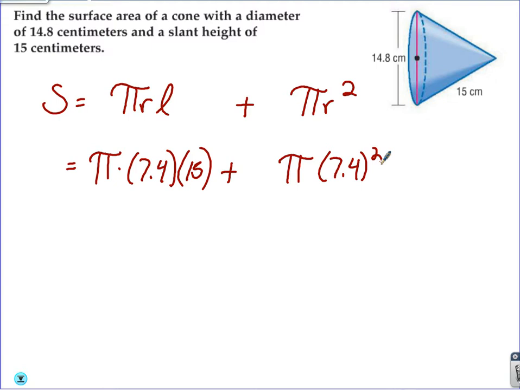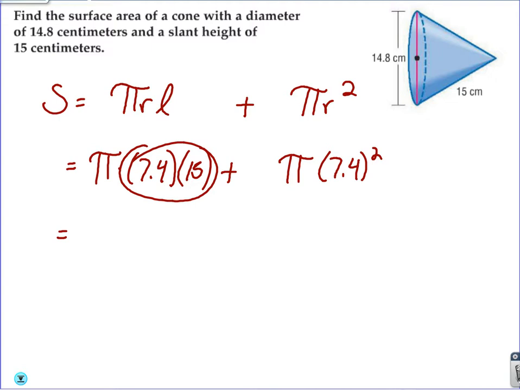Now watch me leave it exact. Because like I said, the minute you take pi out and put in 3.14, it's no longer exact. So watch how I'm going to leave this exact. We're going to do 7.4 times 15, which is? 348. Shouldn't be that big. Oh, I added the pi. Okay, not yet. Leave pi. We're going to leave this thing exact.